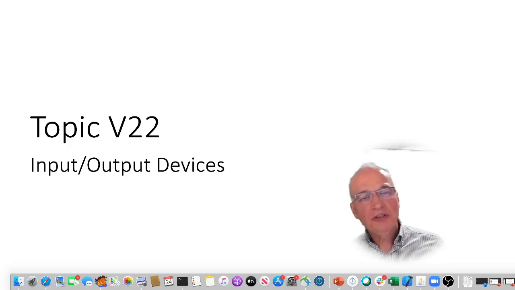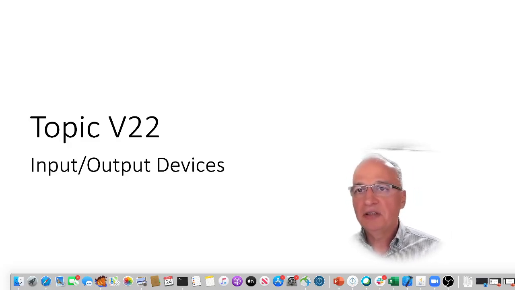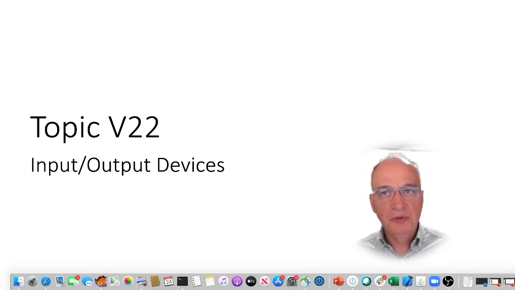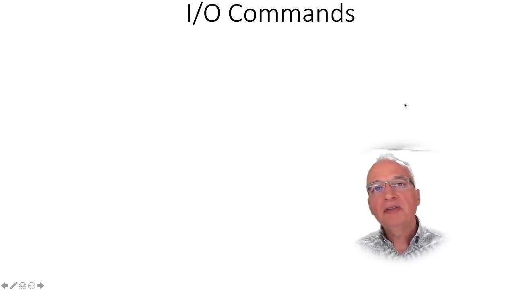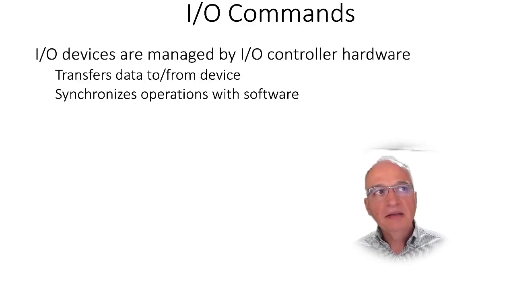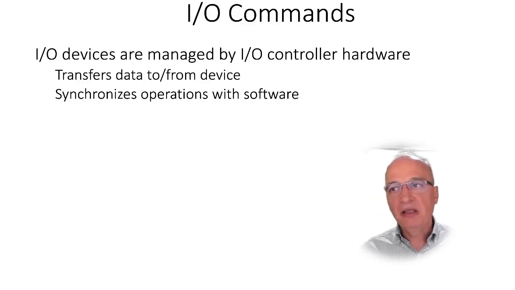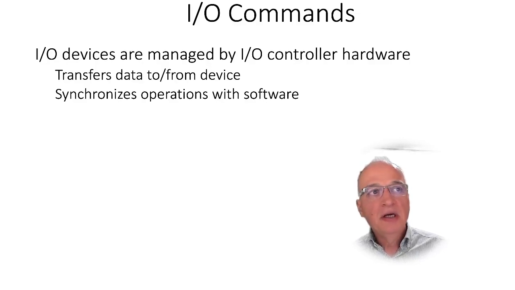This is a relatively short lecture where we'll discuss input and output devices in a computing system. One of the important things for input and output devices is that we need to control these devices. The instructions that we use to control them are called I/O commands, and the I/O devices are managed by I/O controller hardware. This controller hardware will transfer the data to and from the device.